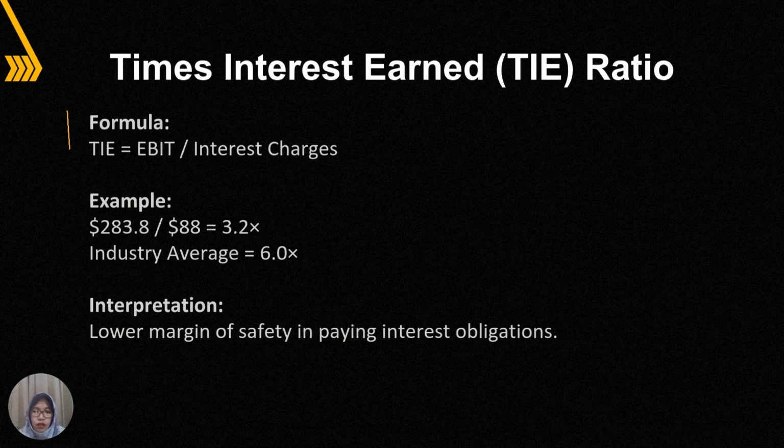This means that the company has a relatively low margin of safety in paying their interest obligation. So when you say low margin of safety, it means a low TIE ratio suggests financial weakness and difficulty in obtaining additional loans. So I guess that's the ratios under debt management.